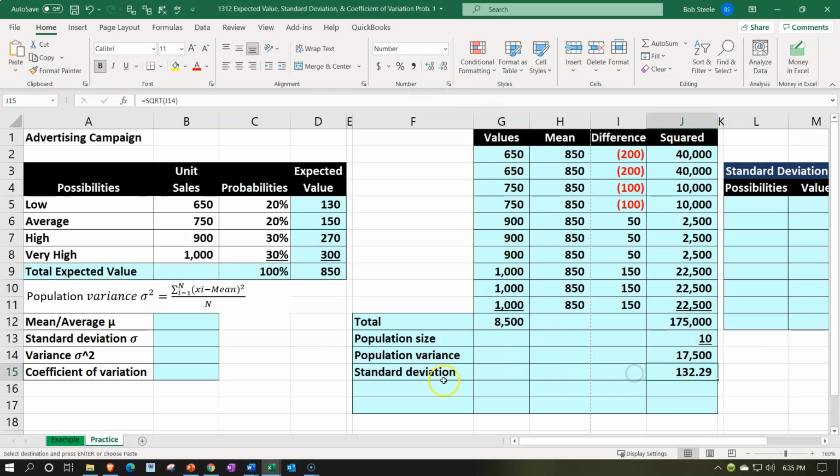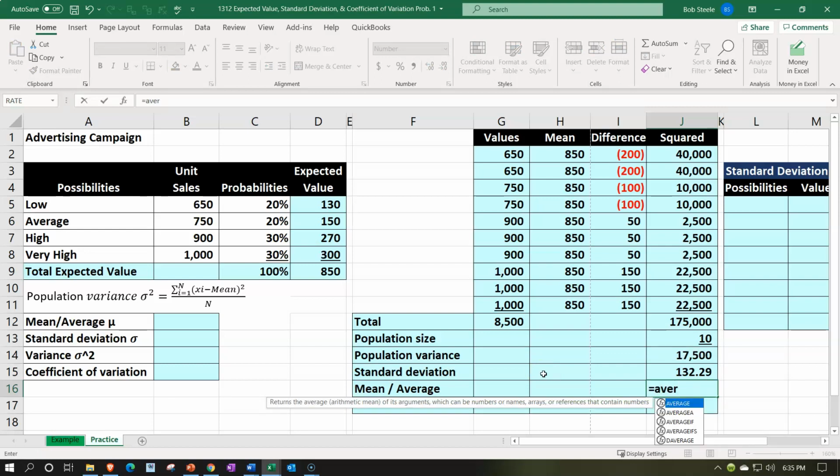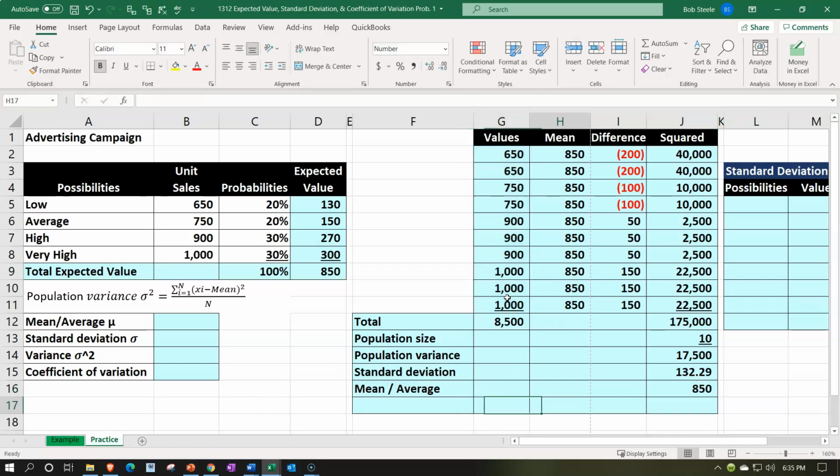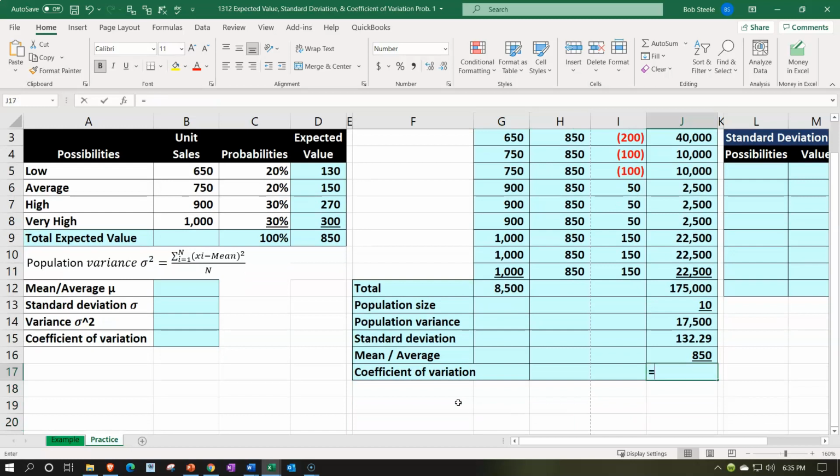And then we could take a look at the mean. So we'll pick up the mean down here, and that's going to be equal to the average, double-clicking the average, selecting this data set. It's going to add them up and divide by the number there, which would be 10, and there's the 850. We're going to underline that in the font group, and then that's going to give us our coefficient of variation, which is going to be equal to the 132.29 divided by the 850. This number could be represented as a percent or decimal. We'll keep it at the decimal at this point.